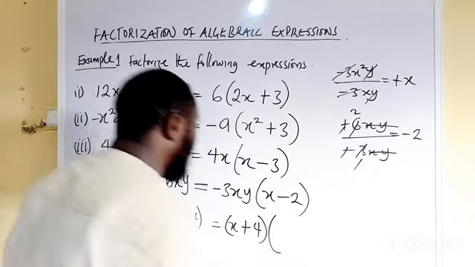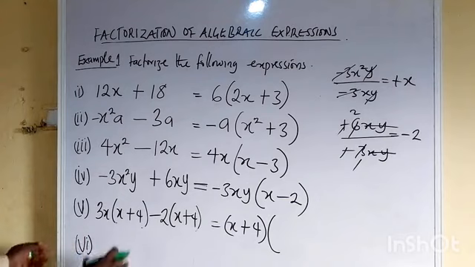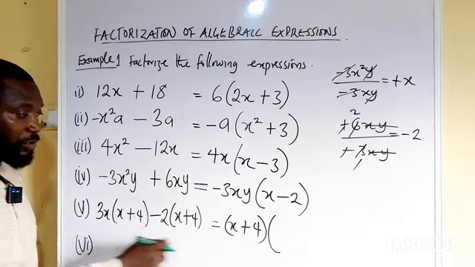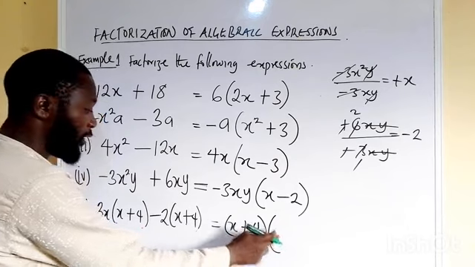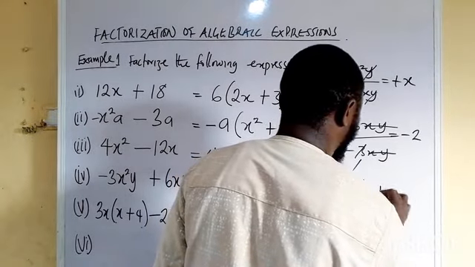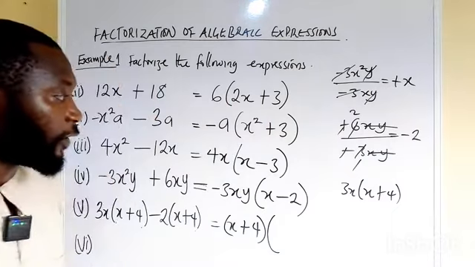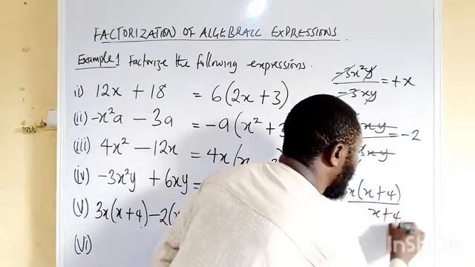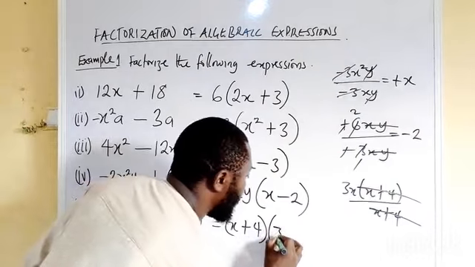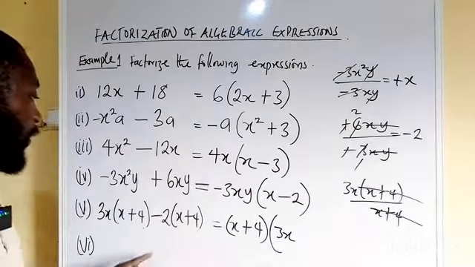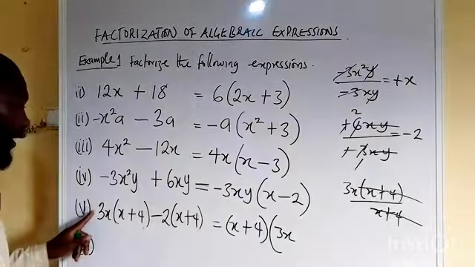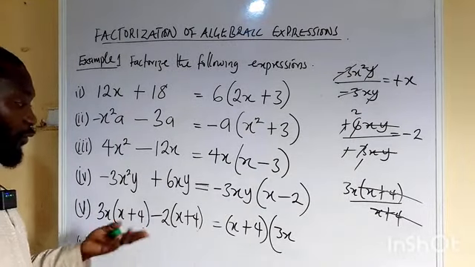Now what should be inside the bracket? As usual, let's divide each part by x + y. Whatever we get will be what should be in the bracket here. Let's do that. We have 3x(x + y) divided by (x + y). So this x + y is gone. What is left is 3x. Since there is no sign outside, the positive sign will not affect the sign inside the bracket, so you don't need to bother yourself.